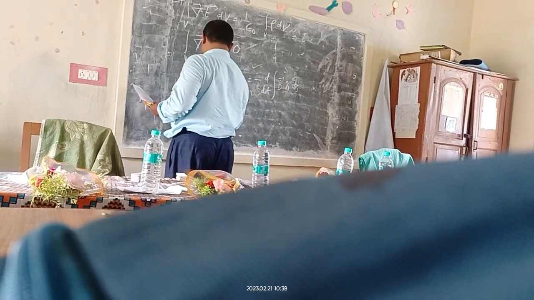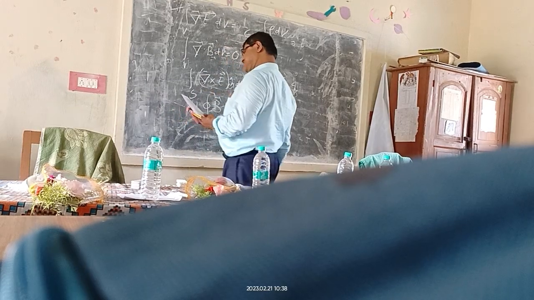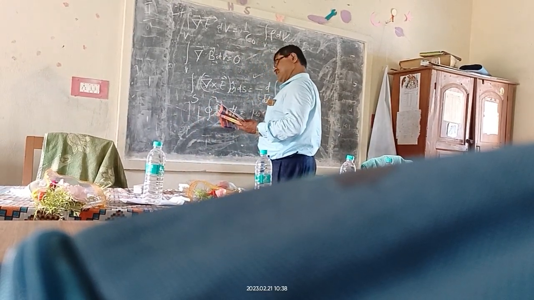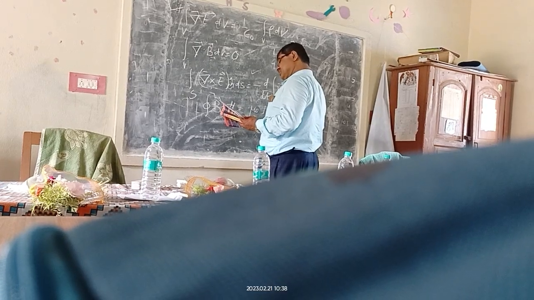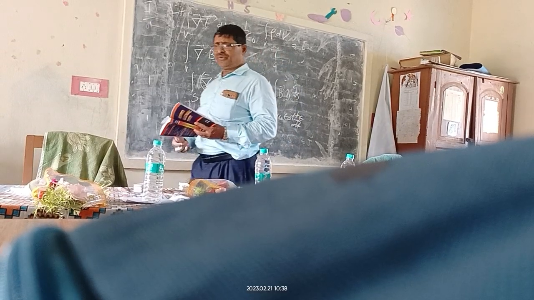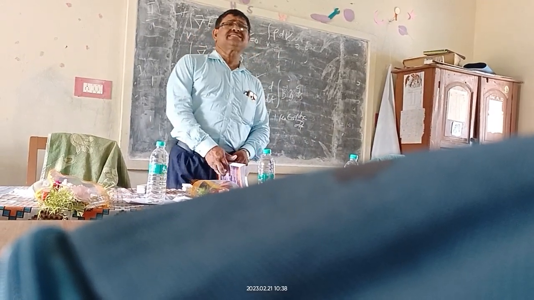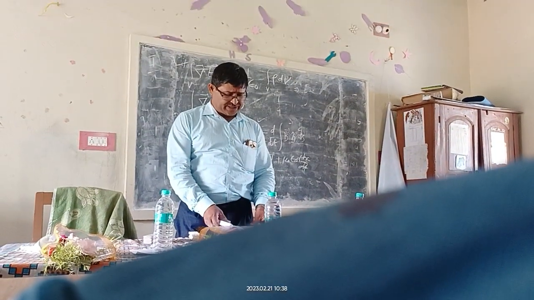This is the integration over a closed surface. B dot dl is on the left side, and the right side is mu 0 j plus mu 0 epsilon 0 d phi by dt. And you find none of these equations are symmetric.